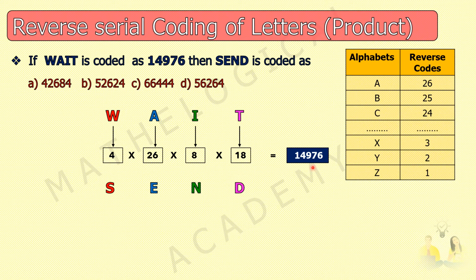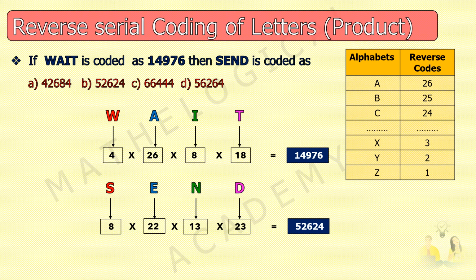So we take send. Again we take the reverse serial number, which is 8 for S, 22 for E, 13 for N and 23 for D. Multiply them and we get 52624. So our answer is B.